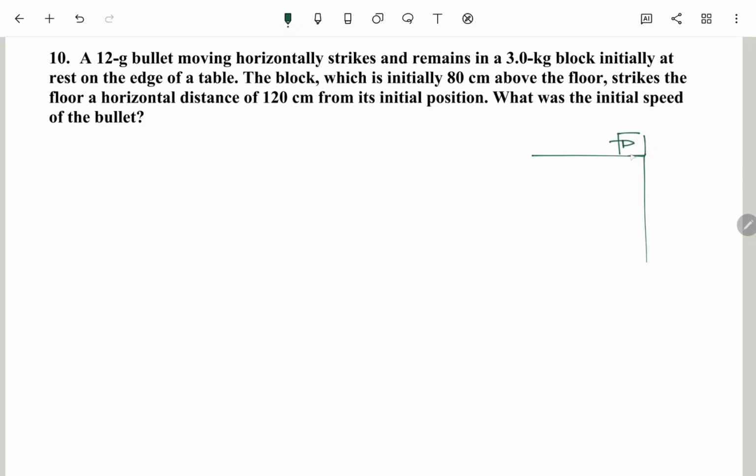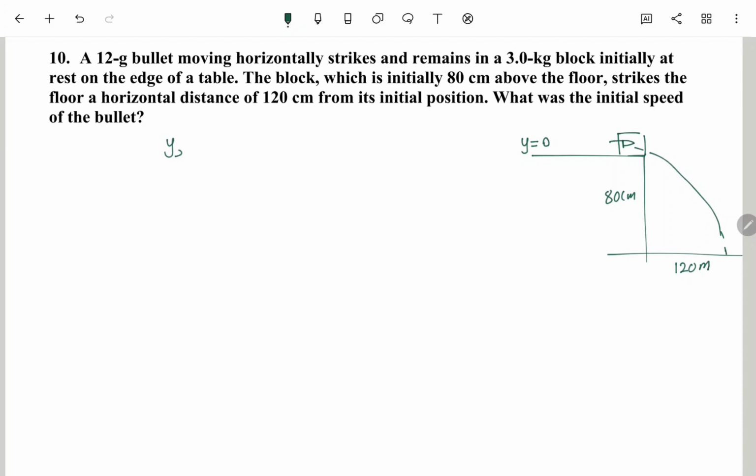Now this whole system moves as a projectile with horizontal distance 120 centimeters, assuming that the height of this desk or table is 80 centimeters, and again assuming that this is the reference point right here. So y here is equal to 0. Now we would like to calculate the initial speed of the bullet. To do this, let's use equations of motion.